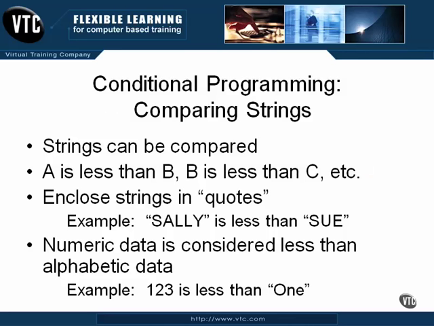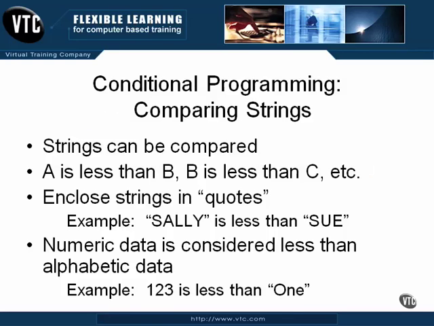Oftentimes you will want to write a program that will not only compare numeric data but also string data. String data, of course, is any data that is not all numeric and therefore is not to be considered for calculations, such as a person's name or perhaps even an address, where you have a combination of letters and numbers in the text. String data can be compared.